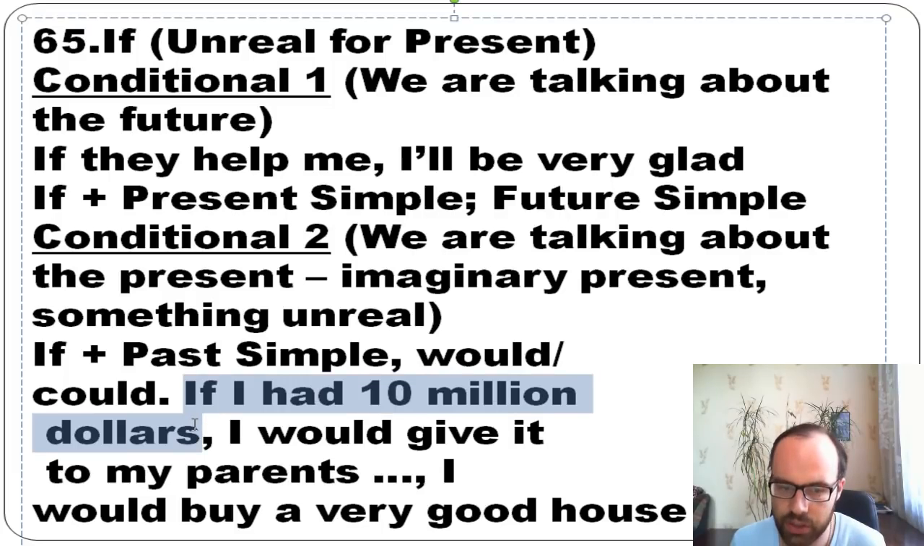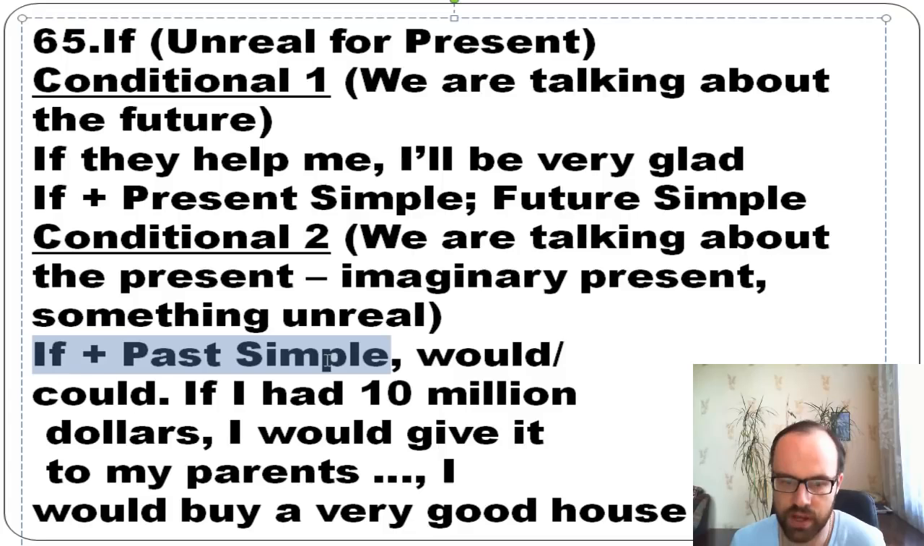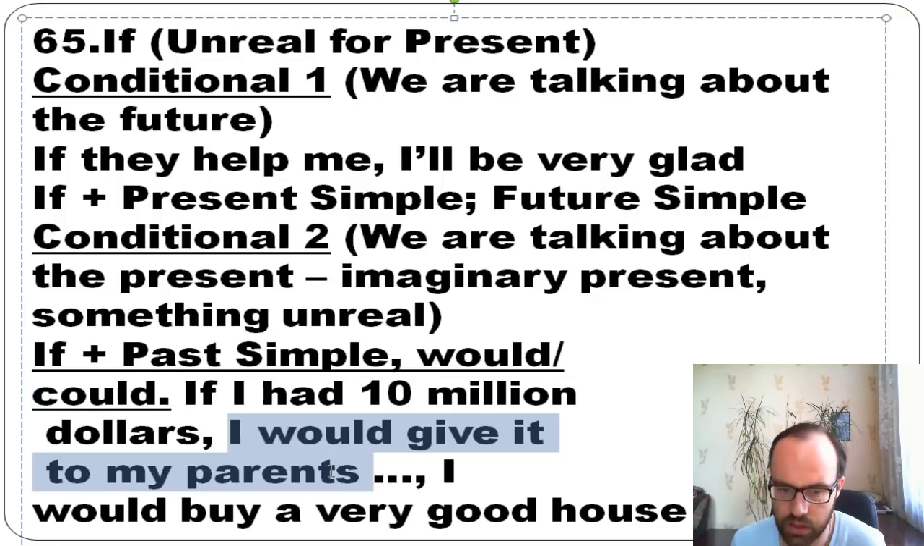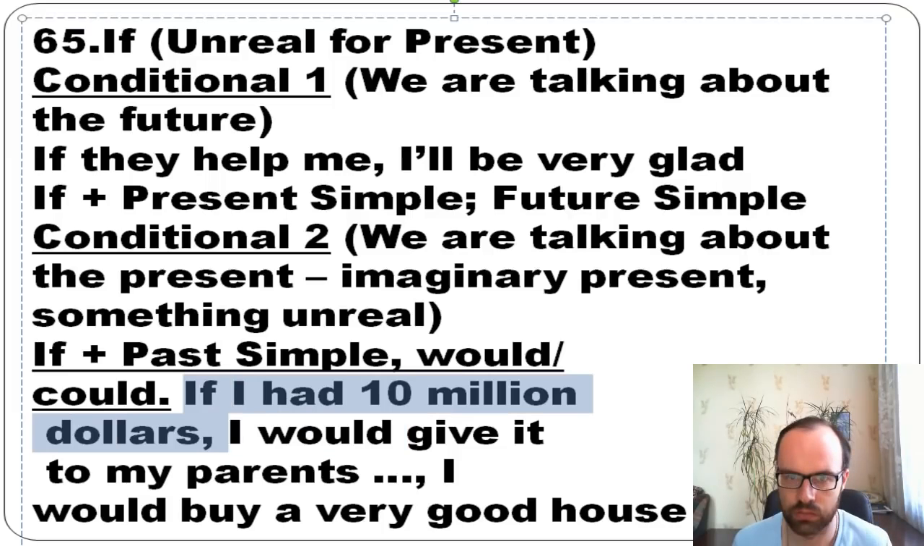If I had $10 million, it means that I don't have $10 million. I don't have $10 million, but it's in my imagination. So you see, if plus past simple: if I had $10 million, I would give it to my parents. Would plus verb, I would give it to my parents.